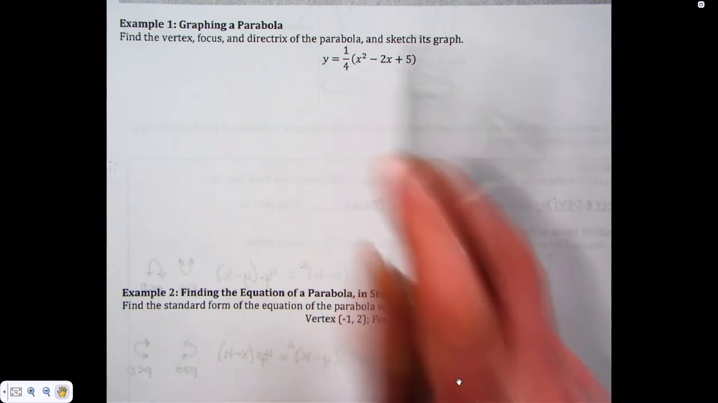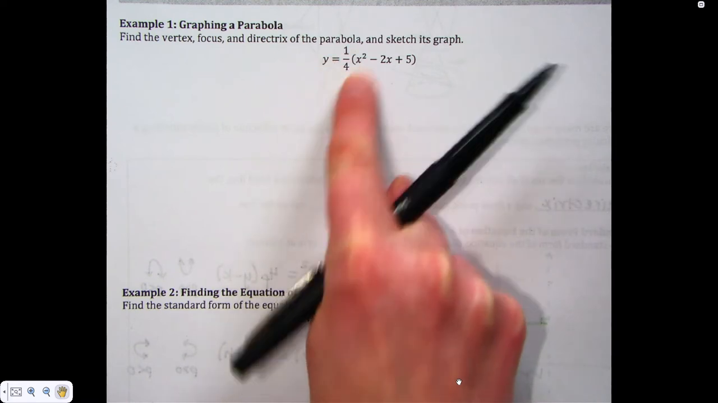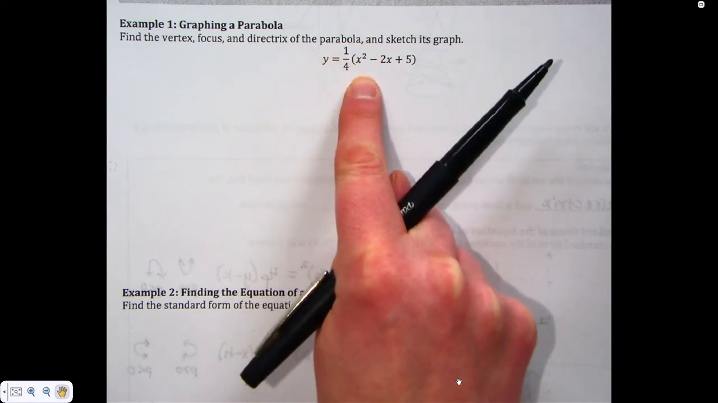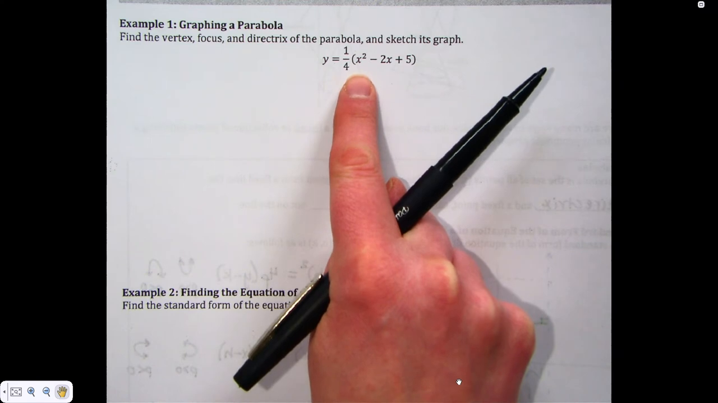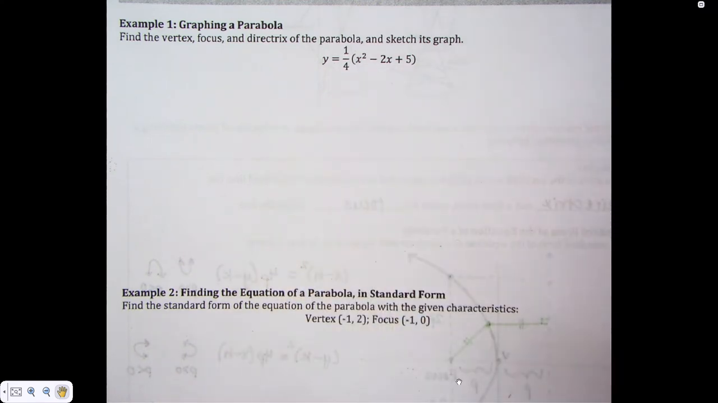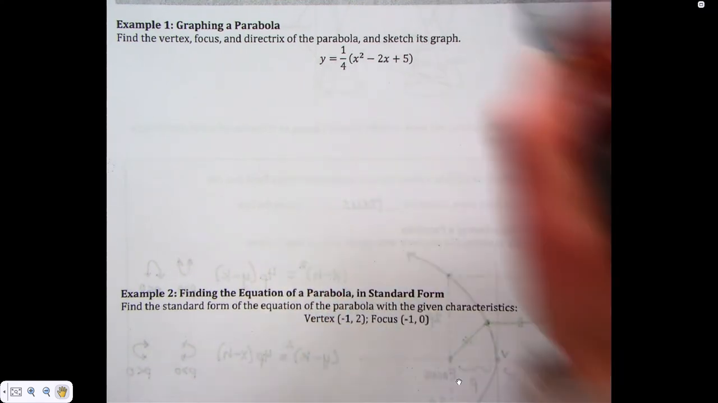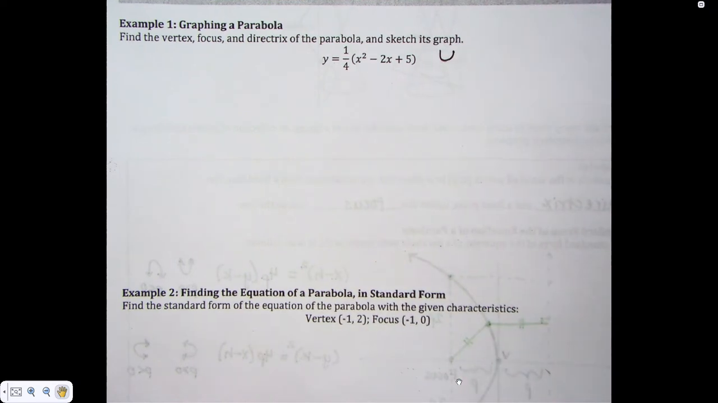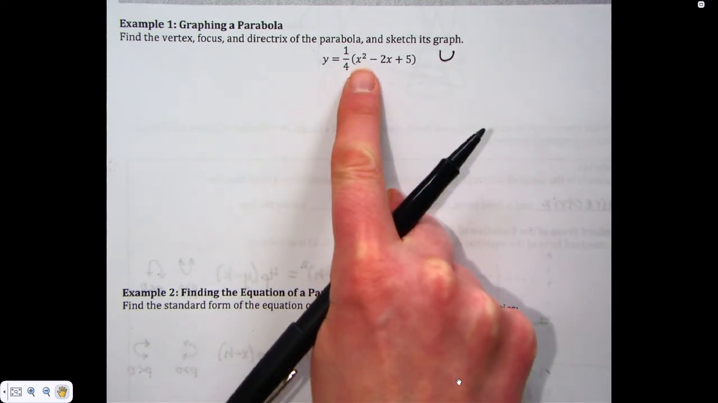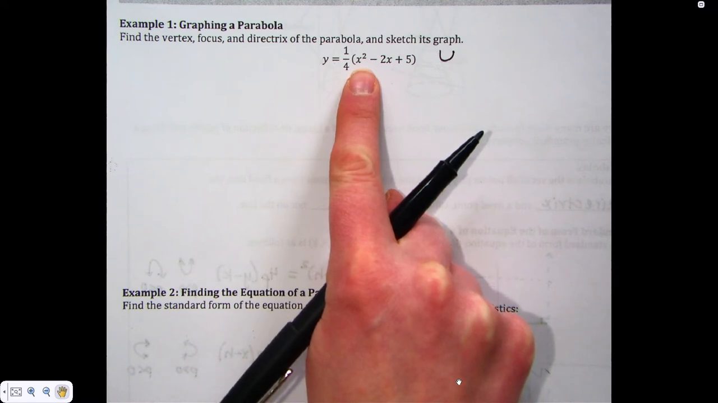Now, this one's pretty nice, right? Because it's already got the quarter pulled out. And I do know a little something about this function, right? It's going to be a parabola. It's y equals x squared. It's going to be a parabola that opens upwards, right? I can tell just by looking at it with the positive value here and the positive x squared.